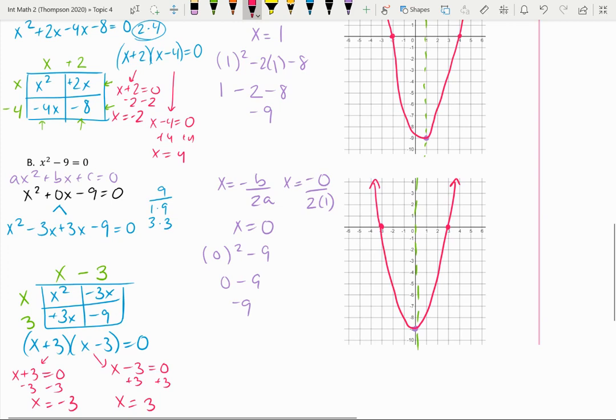Okay, those were not my most flawless notes, but hopefully you were able to follow along well, and they will help inform you on how to solve quadratic equations by factoring.